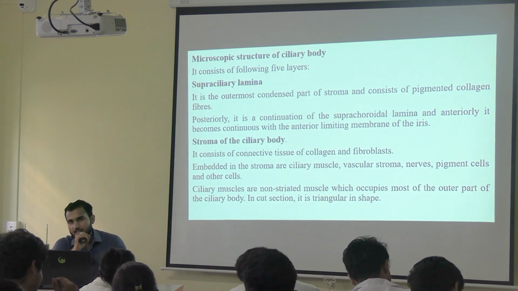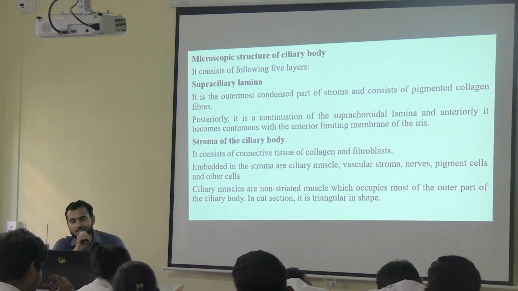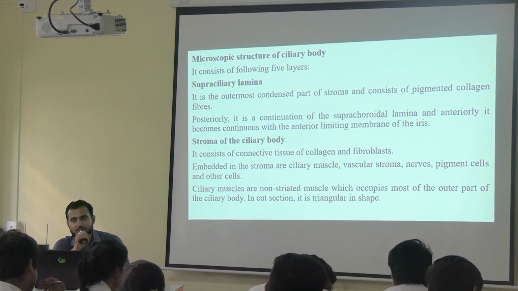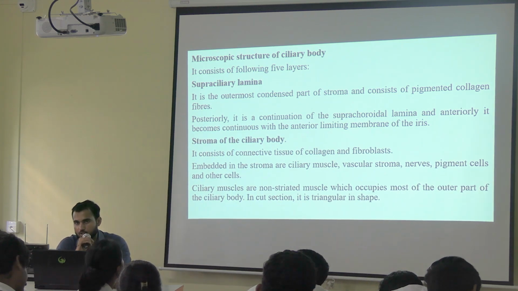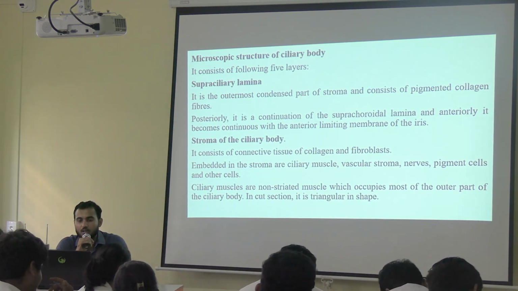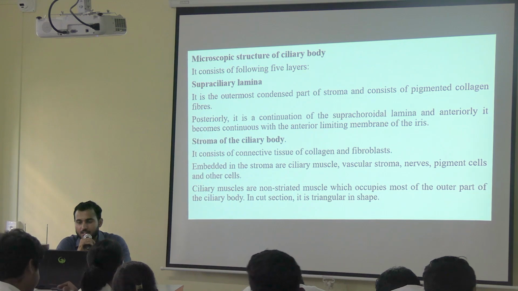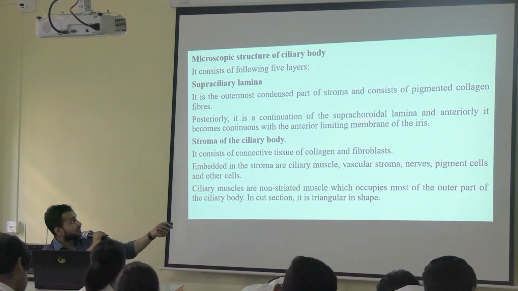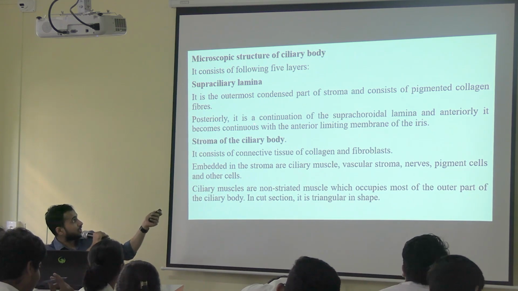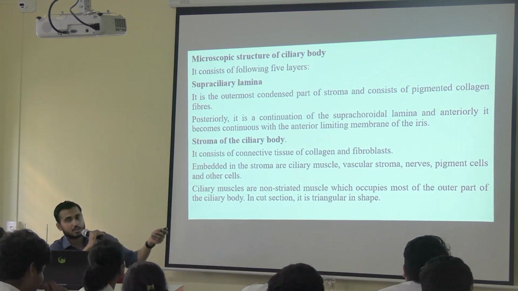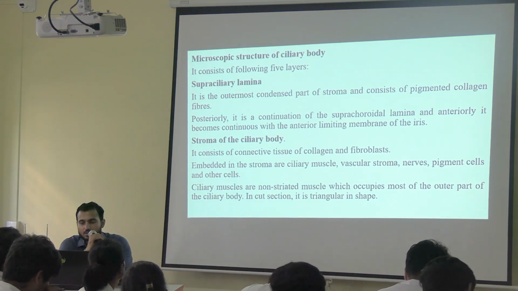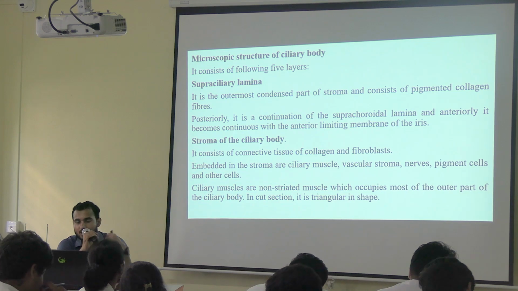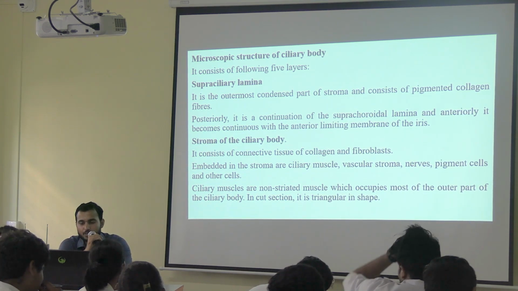Okay, so 5 layers are there. First of all, the superciliary lamina is there. Then the stroma is present. So what does the superciliary lamina contain? As you can see, the outermost layer of the ciliary body is the superciliary lamina, the condensed part of the stroma. Pigmented collagen fibers are there. Posteriorly it is a continuation of the suprachoroidal lamina, and anteriorly it continues with the anterior limiting membrane of the iris. So that is the superciliary or supraciliary lamina.